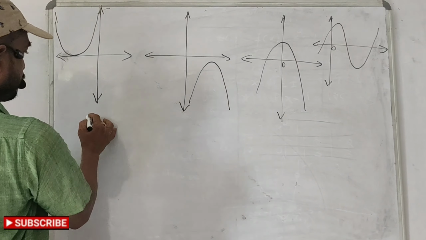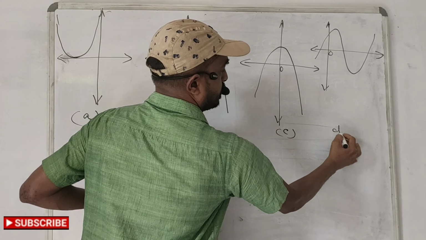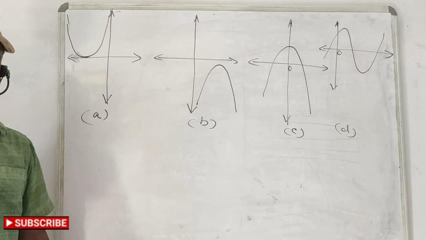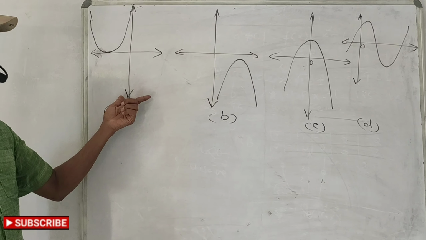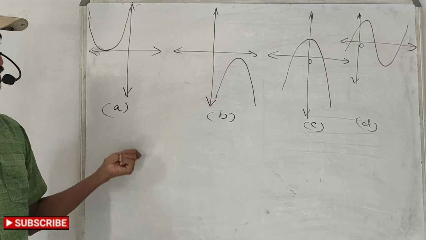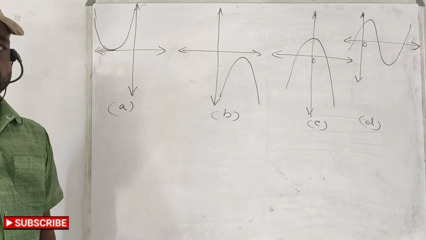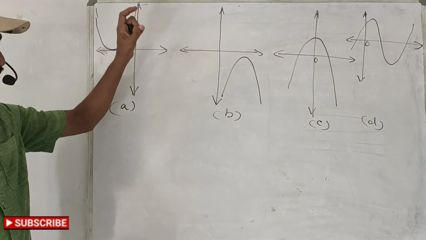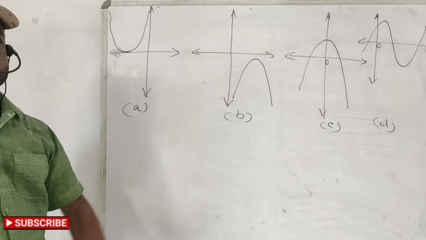See, we are given these four graphs A, B, C, D. You are required to find which of these four graphs does not represent a quadratic polynomial. Which of the graphs does not represent a quadratic polynomial?